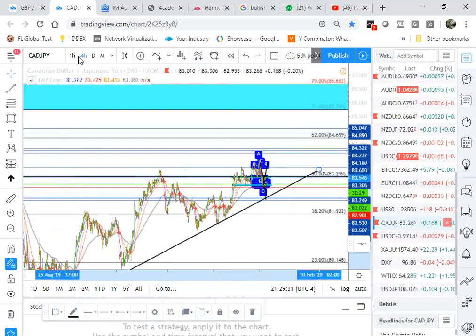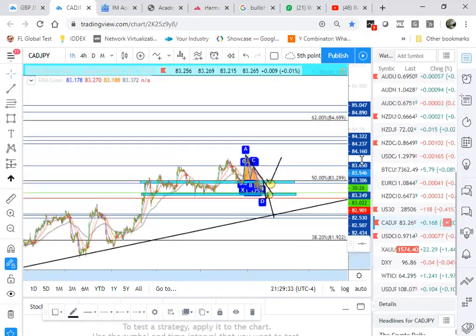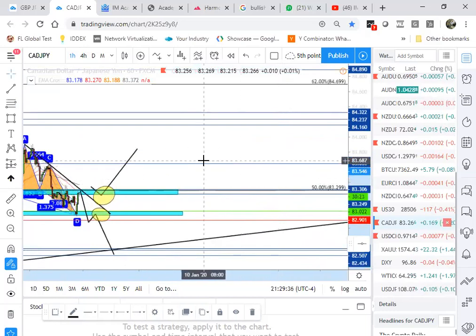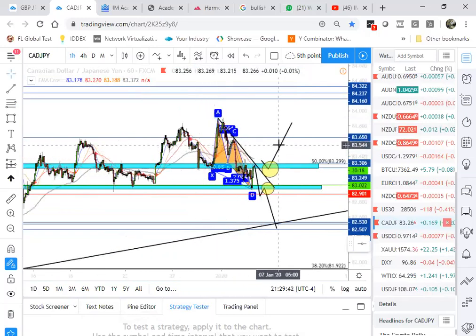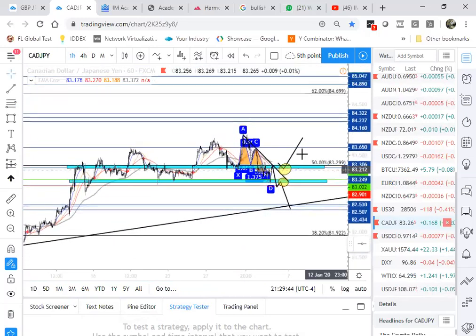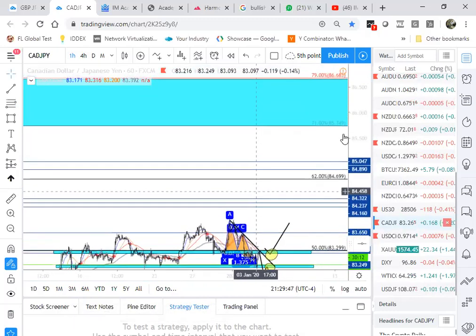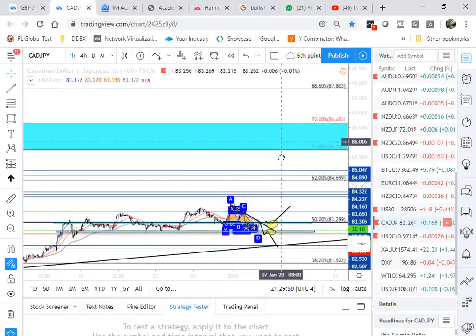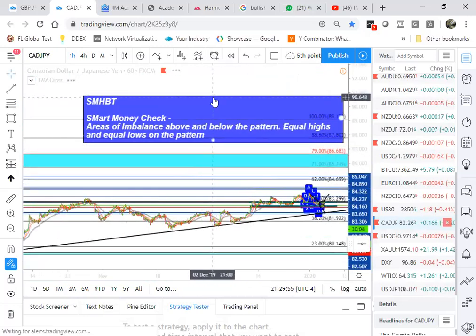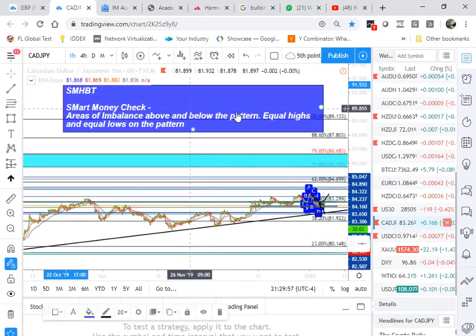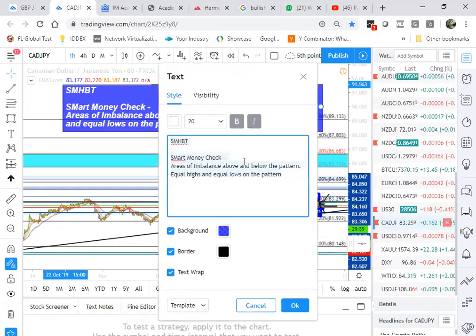So the smart money harmonic bounce trap is really an effective way to protect your money against losses when you're taking a trade from a scanner. It can take you a little while to really grasp it, but essentially it's a powerful strategy that works, right? So the criteria is smart money check, areas of imbalance above and below the pattern. We're looking for equal highs and equal lows to avoid trading patterns, right?